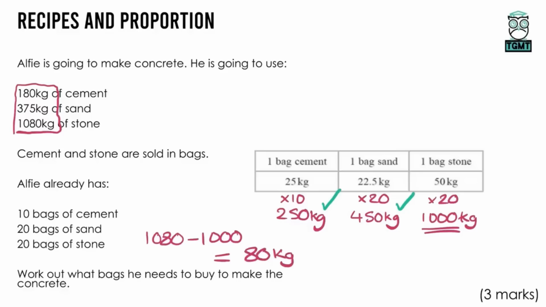Now, having a look, we can see over in our table that one bag of stone is 50 kilograms. So one bag is not going to be enough. We'd have to buy 2 bags. Yes, we'd have 100 kilograms and we only need 80, but we'd have to buy 2 bags of stone. So here we would need to buy 2 bags of stone. So there we go. 2 bags of stone would be our final answer, and that would give us enough in order to use this recipe to make the concrete.